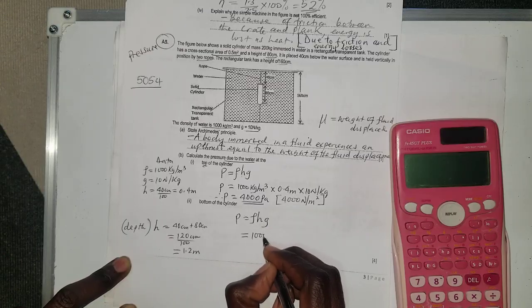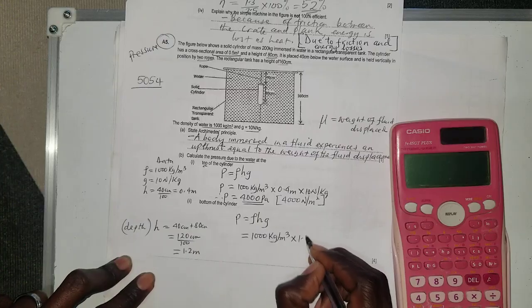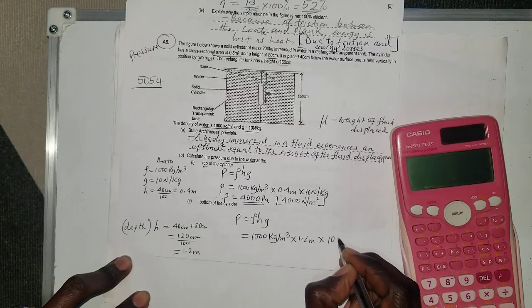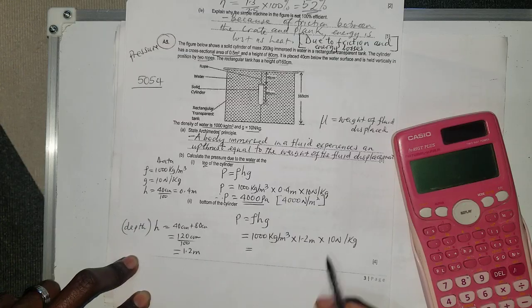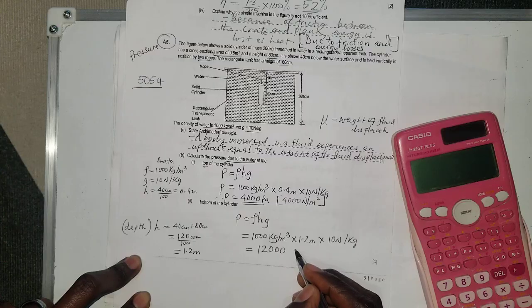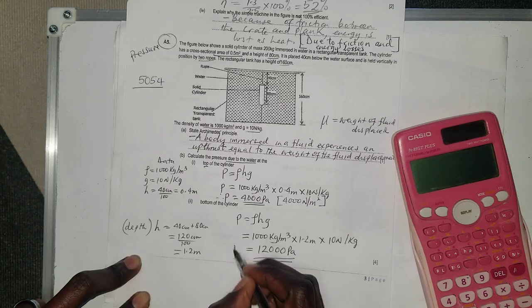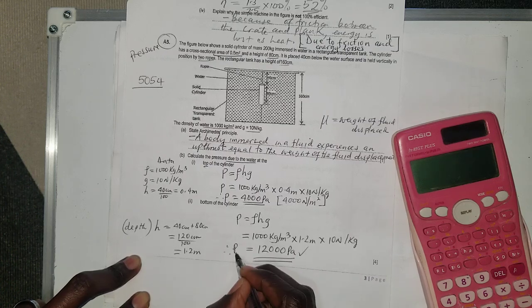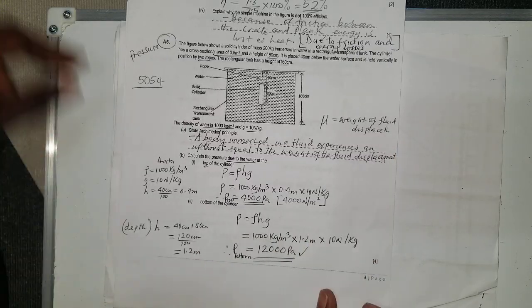So it will be 1000 kg per cubic meter times the height, which is 1.2 meters, times gravity 10 newtons per kg. If you multiply, this will be 12,000 Pascal. So that's the pressure at the bottom, and this is the pressure at the top there. So this is what they wanted you to do there.